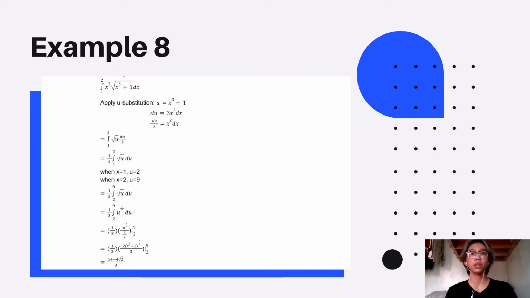After substituting u and du in the equation, we're going to get the integral from 1 to 2 of the square root of u du over 3. After taking out the constant, which is 1/3, we get 1/3 times the integral from 1 to 2 of the square root of u du. After getting the new values of u, which are 2 and 9, we get the new equation: 1/3 times the integral from 2 to 9 of the square root of u du.